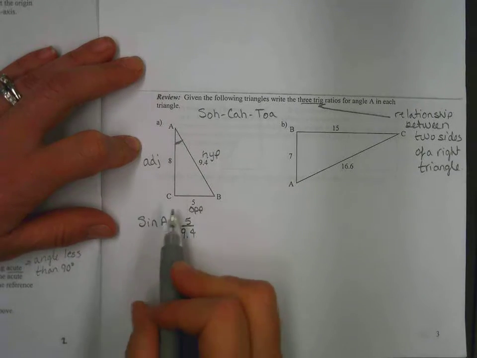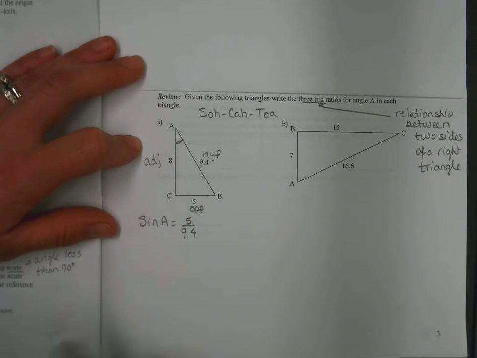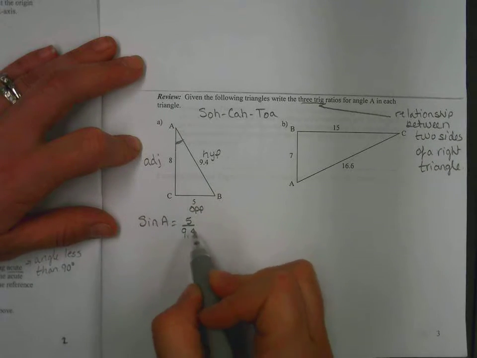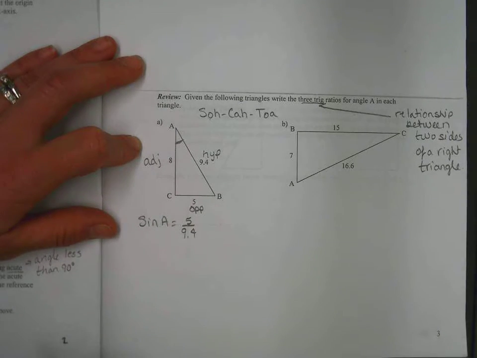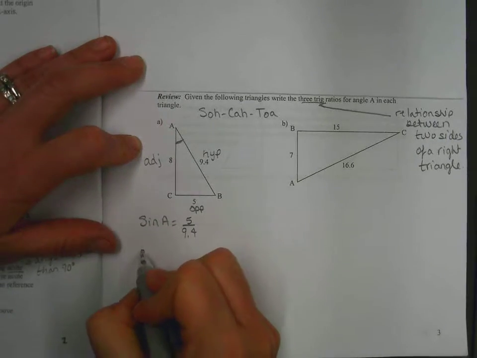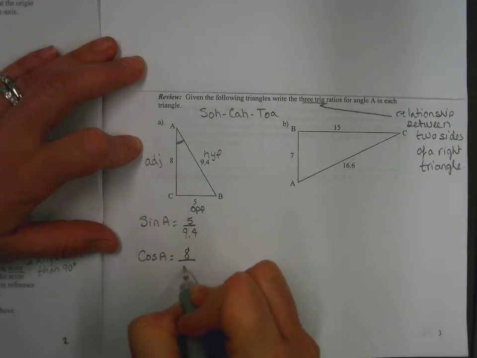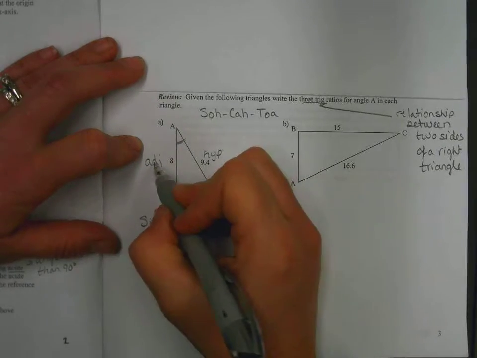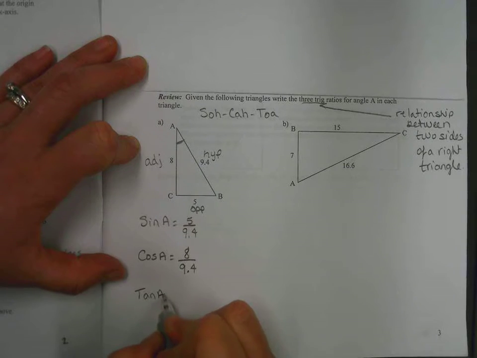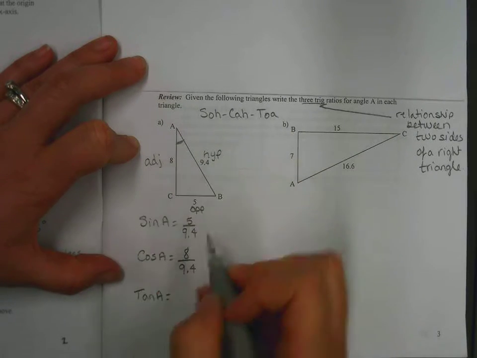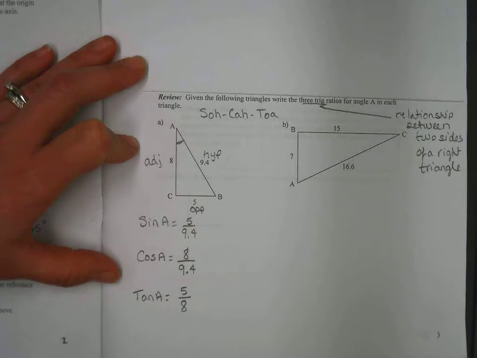So I'm not calculating anything on my calculator. I'm not actually calculating the size of the angle. I'm just stating the ratio, which would be 5 over 9.4. This would represent my ratio. And we're done. So the cosine ratio of angle A would be 8 over 9.4, because the relationship there is adjacent over hypotenuse. And the tangent ratio of angle A would be opposite, which is 5, over the adjacent, which is 8. And you're done. Those are the trig ratios.